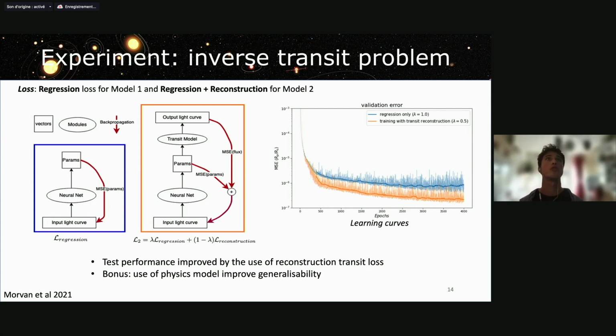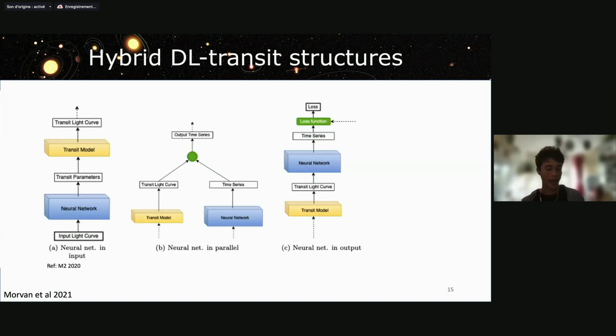And yeah, we should consider some hybrid models when we can, even if it's just a kind of toy problem, this inverse problem. It pushes us towards trying to combine neural nets with this transit model. So that was just an example, but there are different structures that we can consider, putting the neural network in input, in parallel, or in output of the transit model, and then train everything by backpropagation end to end.